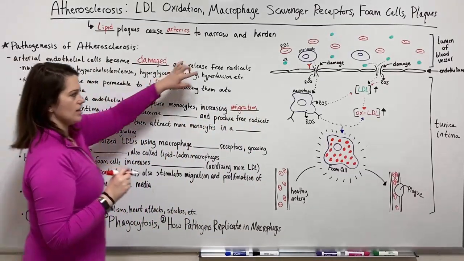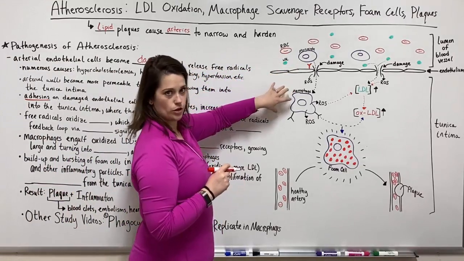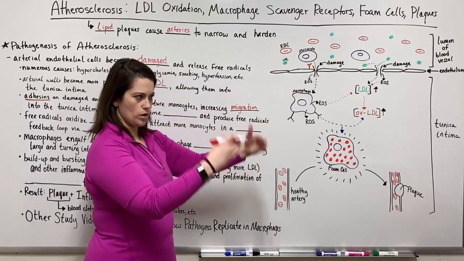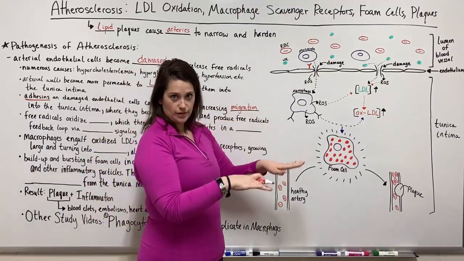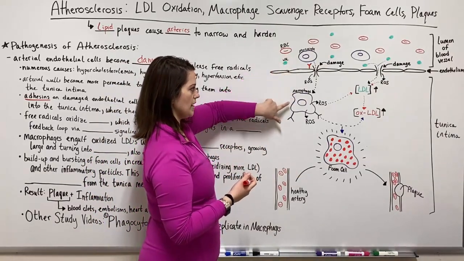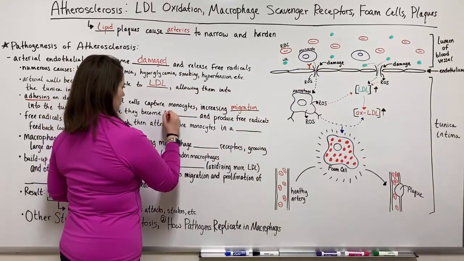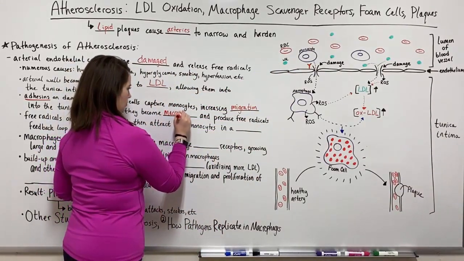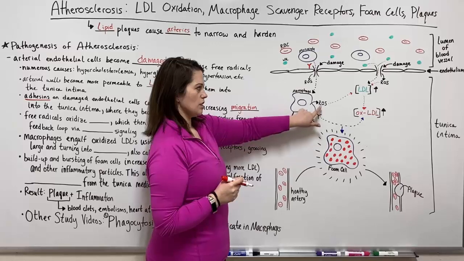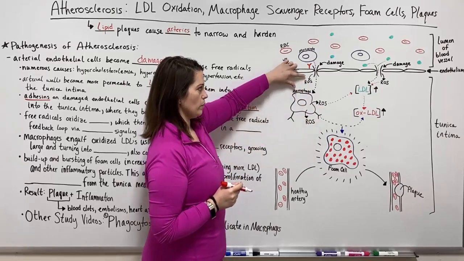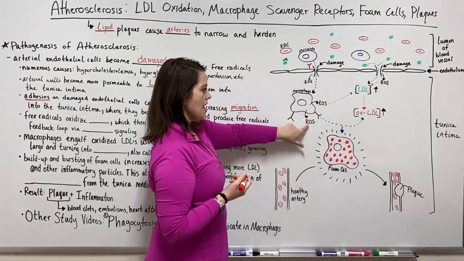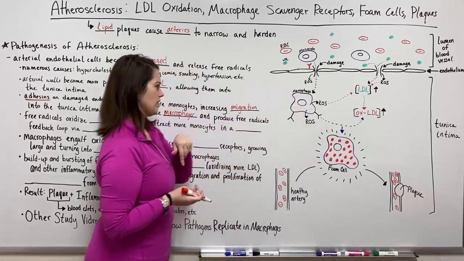Now, when the monocytes enter the tissue, the tunica intima, they are then going to develop into something called macrophages. Monocytes are the ones circulating in the blood, and then when they enter a specific tissue, they are stimulated to develop into macrophages. So the monocyte moves in, and now it's a macrophage. They are also going to be producing free radicals, some of these reactive oxygen species. We already had reactive oxygen species being produced by the damaged endothelial cells, and now they're being produced by these macrophages as well.